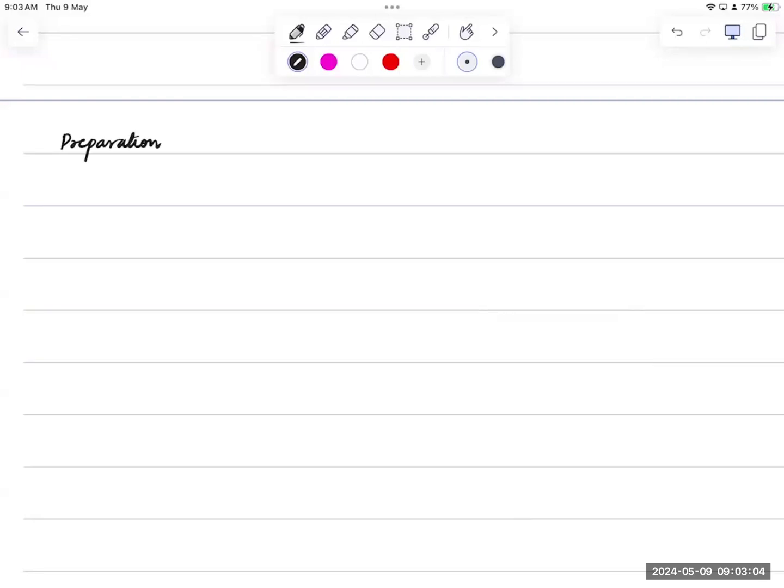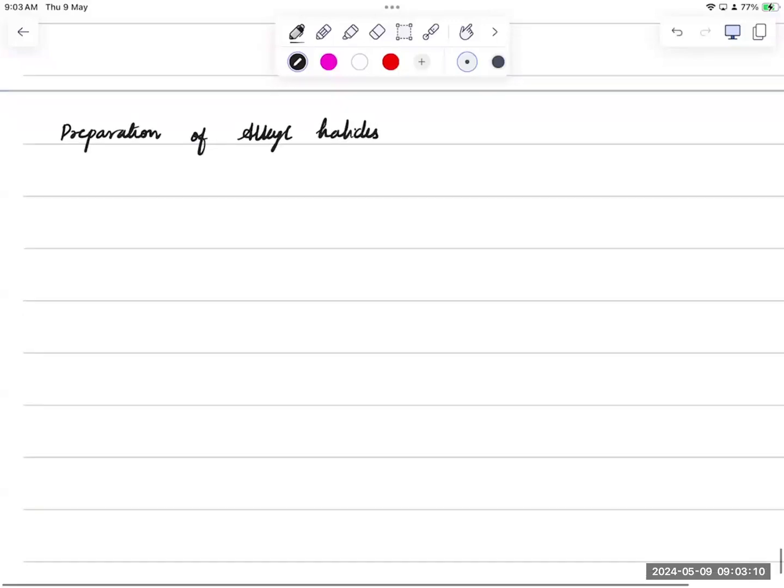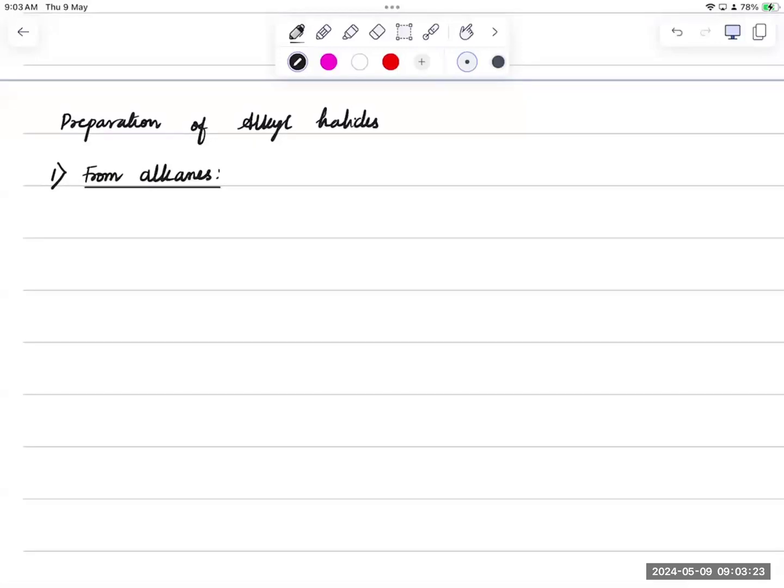Preparation of alkyl halides. Okay. First, this is from alkanes. We have already learned this in hydrocarbons. So now we don't have to do mechanisms. We can directly go ahead and understand what might be happening.